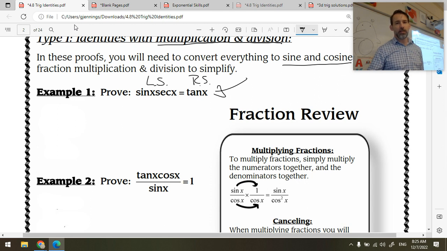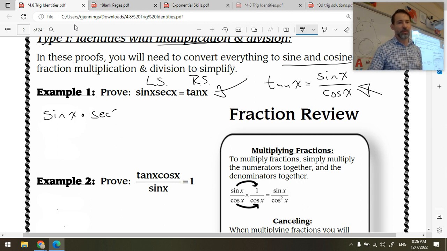First, I say this is the left side of the equation, and this is the right side of the equation. If I work on the right side first, I could say tan x is equal to sine x over cosine x. And there's not much more I can do to simplify that. That's as simplified as I could get the right side. Let's work on the left side. Sine x multiplied by secant x.